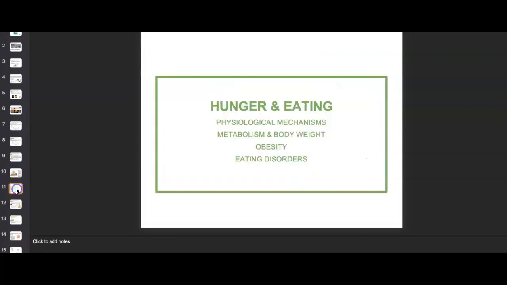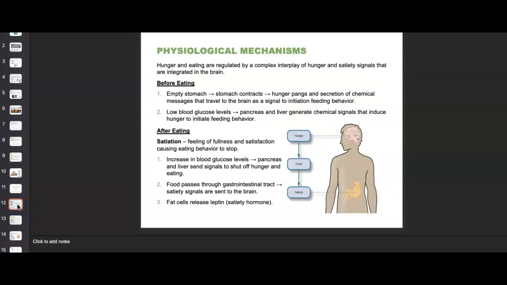When talking about motivation and emotions, we also want to make sure that we understand hunger and eating. Why are we motivated to eat? What makes us hungry? It is an emotional state, and it is encompassed within motivation. So much of our needs are around hunger and eating. The physiological mechanism of eating and hunger is that hunger and eating are regulated by a complex interplay of hunger and satiety signals that are integrated in the brain.